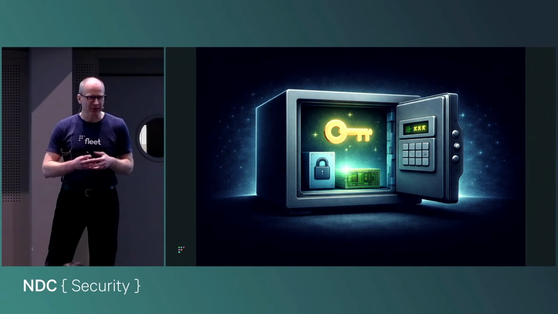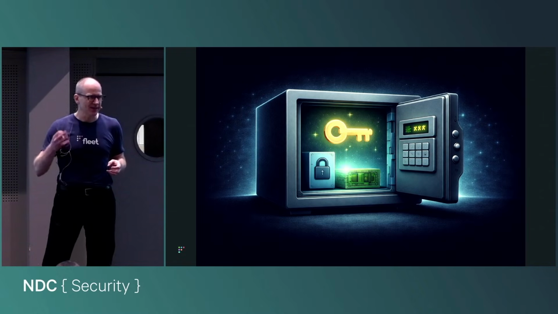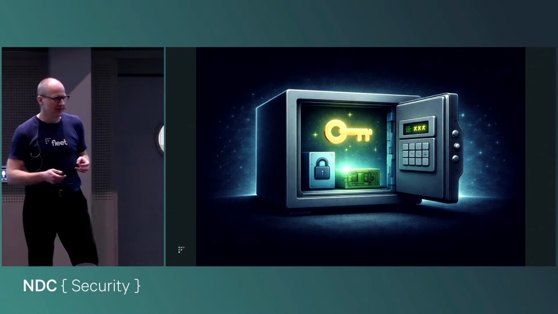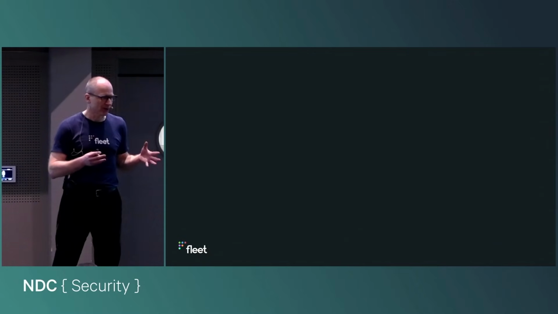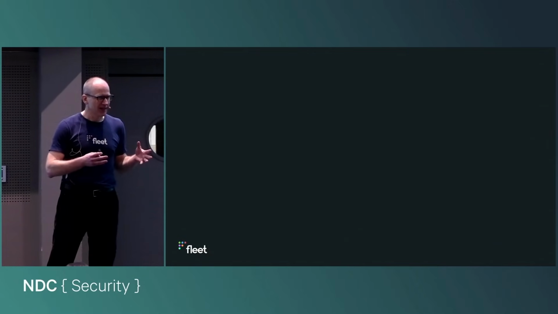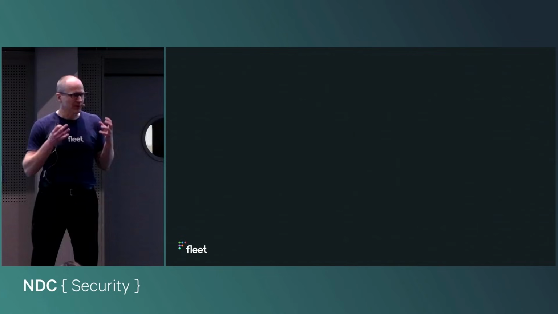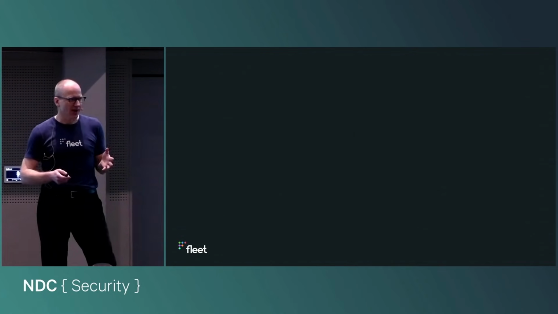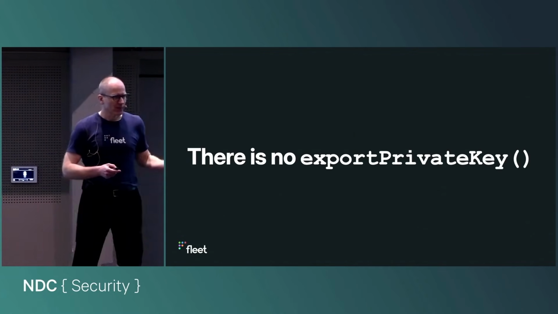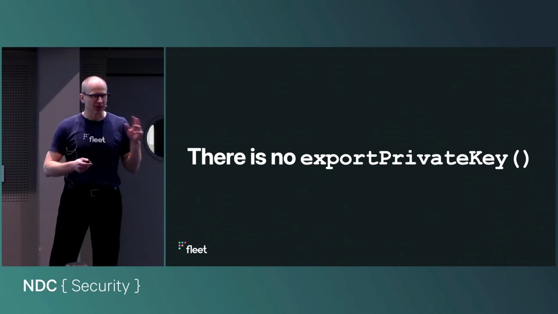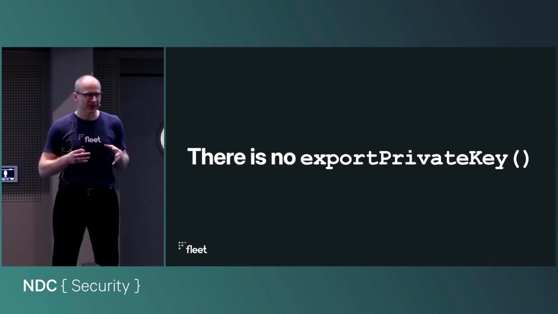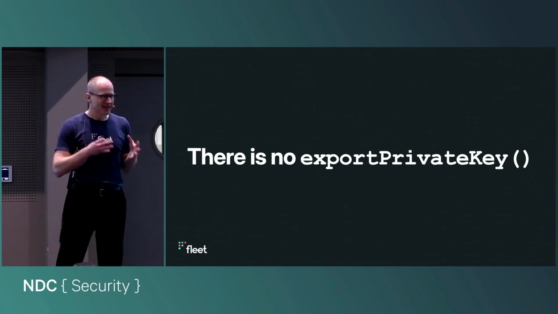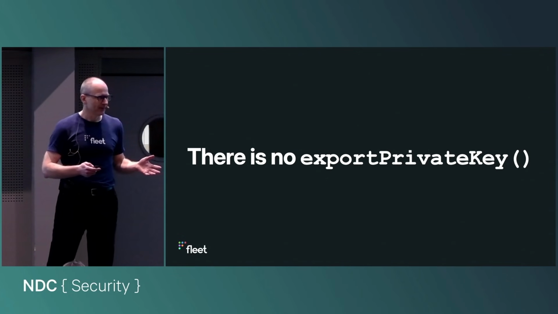The real shift with hardware-backed identity isn't where the key is stored, it's what the system allows you to do with that key. Here's the defining property. With hardware-backed keys, you can use the key, but you cannot read it. Not should not, but cannot. There's no API to export it. There's no syscall to dump it. There's no clever trick or workaround to print it out. The key material literally never leaves the hardware boundary. That single constraint changes everything.